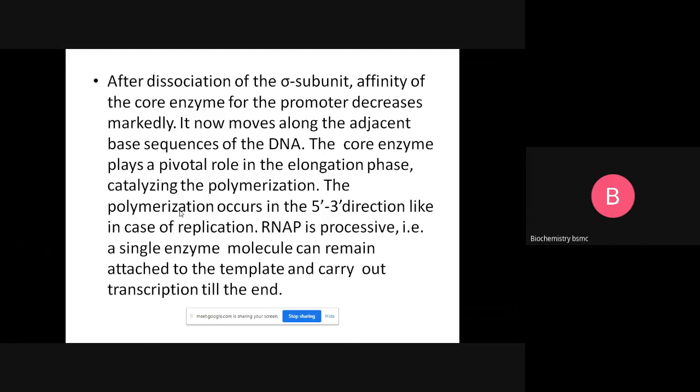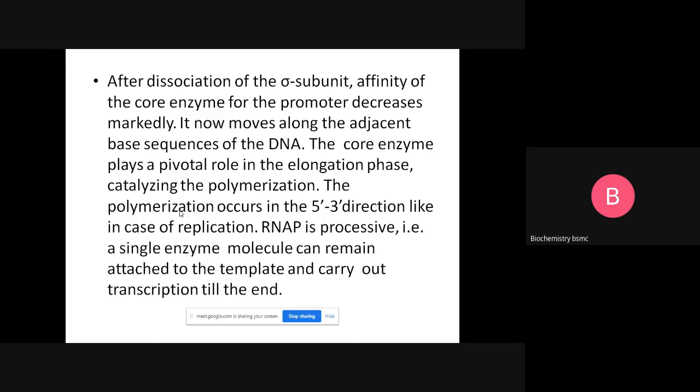The promoter was required to select the initiation site to bind with the RNA polymerase. But now the unwinding has occurred to form the open complex. Now gradually the polymerase will slide along the DNA.